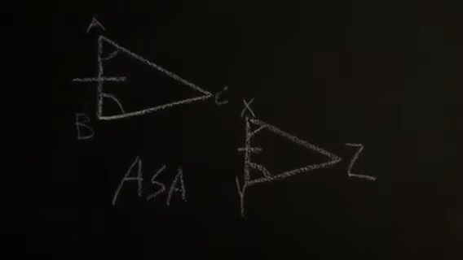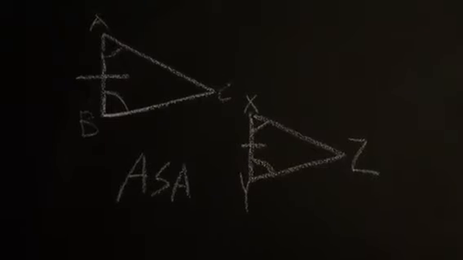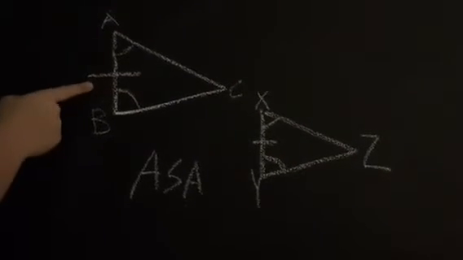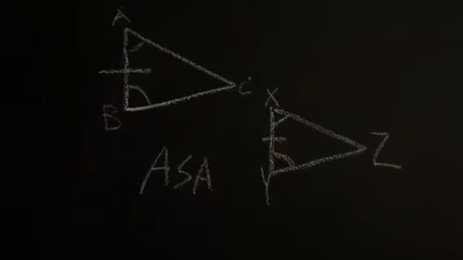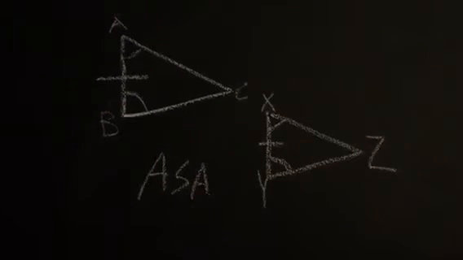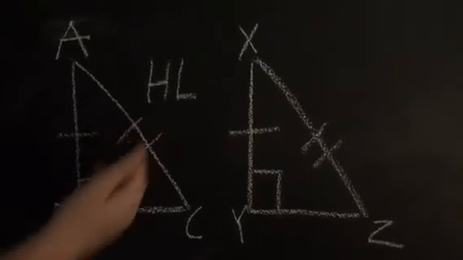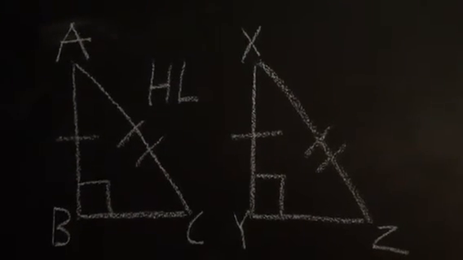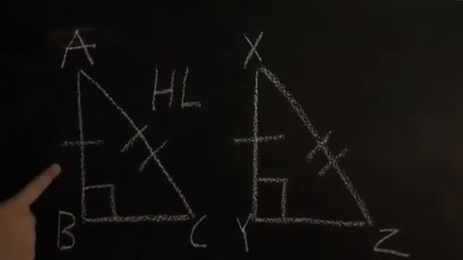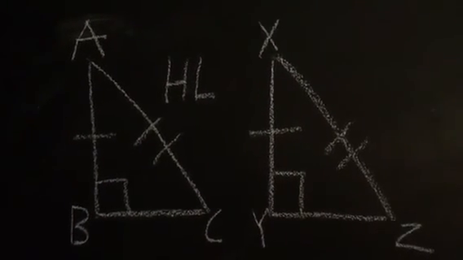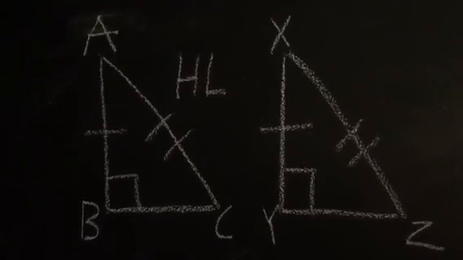The fourth theorem we used was called ASA, and ASA states that when the corresponding angle, side, and angle are congruent in that order, then the triangles are congruent. The final theorem we used is called HL, and HL states that if the hypotenuse and the leg of a right triangle are congruent to the hypotenuse and the leg of another right triangle, then the triangles are congruent.